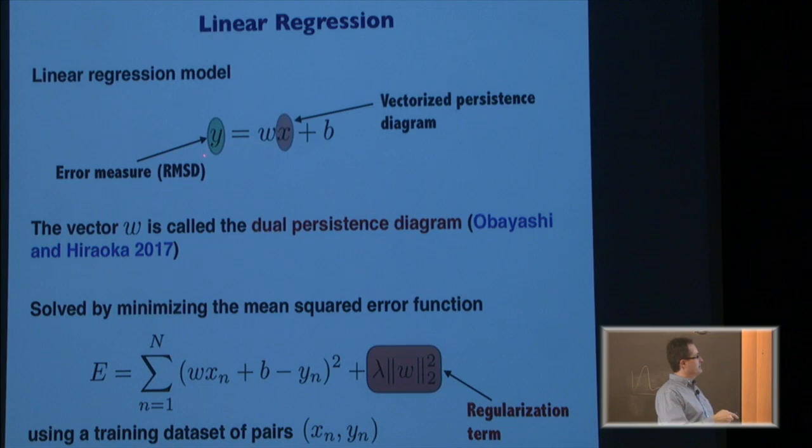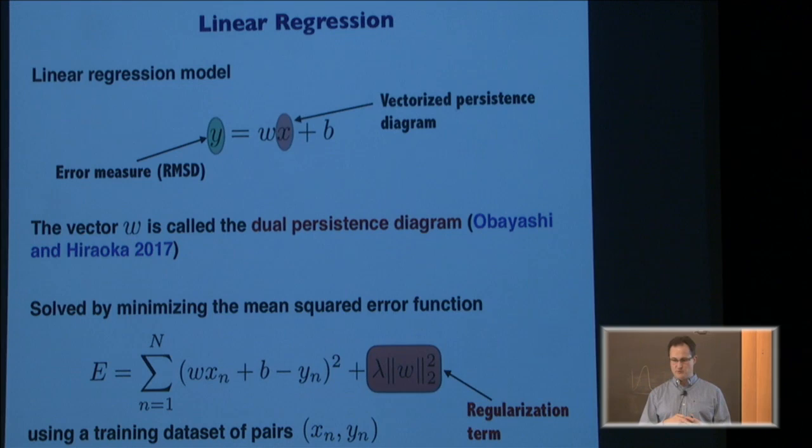And then we fit this linear regression. When you do this, we get this vector W here. And the vector W has the same dimension as X, right? So this is a dot product. And this vector W is called by Hiraoka, Obayashi and Hiraoka the dual persistence diagram, right? Because while you're solving this, you have this dual vector over here, and it's a vector of the same dimension as the vectorized persistence vector. So you call this the dual persistence diagram.